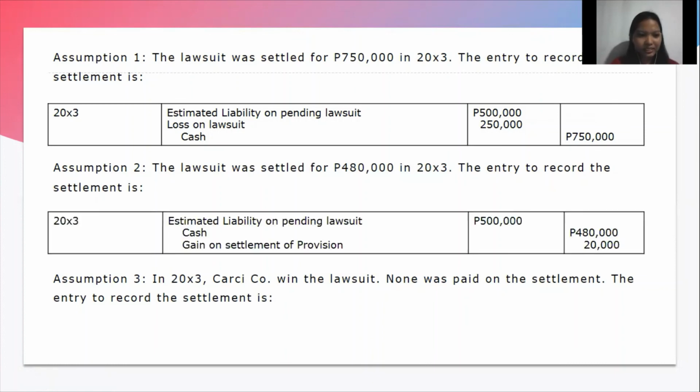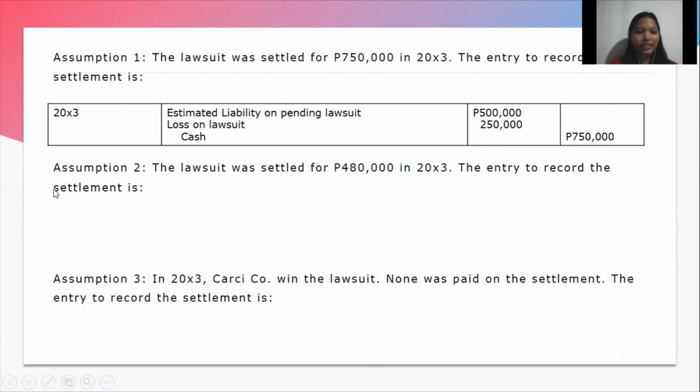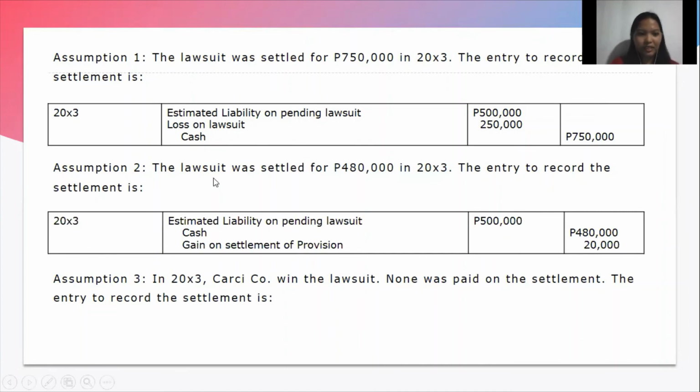Next naman is assumption 2. The lawsuit was settled for 480,000 in 20x3. The entry to record the settlement is estimated liability pending lawsuit debit of 500,000 and cash credit of 480,000. Since meron tayong difference, 20,000, nagkaroon tayo ng gain. Since na-recognize natin na 500,000, tapos 480,000 lang pala yung babayaran natin na settlement, is nagkaroon tayo ng gain na 20,000 pesos.